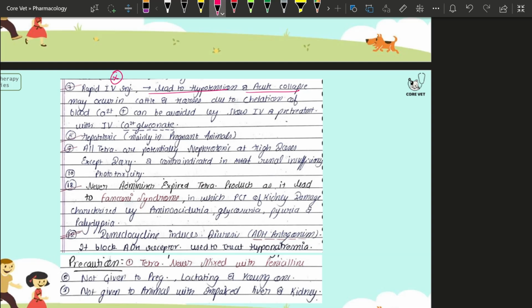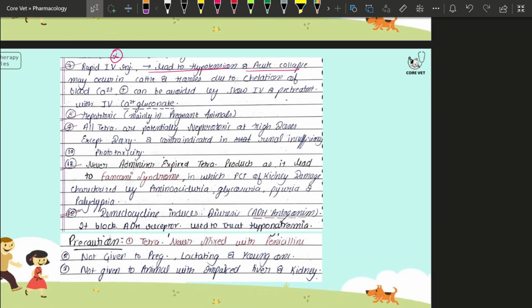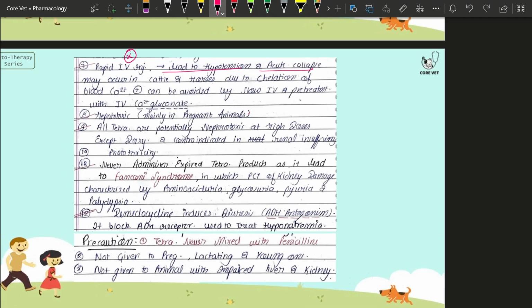It is advisable. Okay, or if the calcium gluconate is not available, just try to give the IV slowly, not rapidly, right? And it is hepatotoxic in the pregnant animal mainly. Okay, it is hepatotoxic in the majority of animals, but mainly the hepatotoxic effect has been seen in pregnant animals, right? And all the tetracyclines are potentially nephrotoxic at higher doses, okay, except doxycycline, and also they are contraindicated in renal insufficiency.